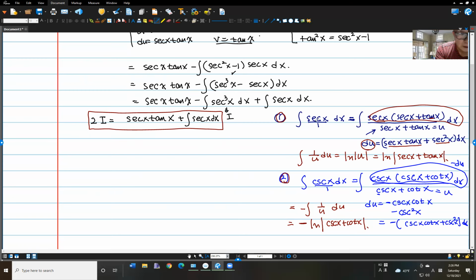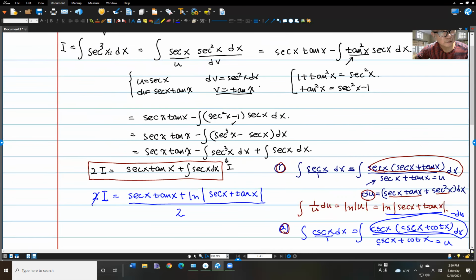All right, now you got 2I over here. We're going to find the integral I. This equals secant x tangent x plus the antiderivative of secant x, which we got already over here: ln absolute value of secant x plus tangent x. Finally, to find I, we need to divide by 2. Yeah, that is the integral of secant cube x.